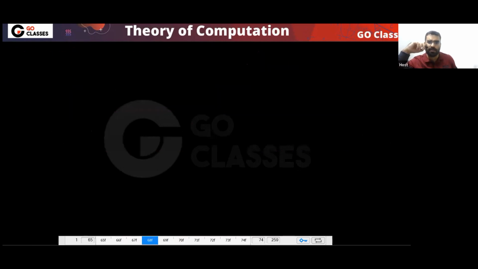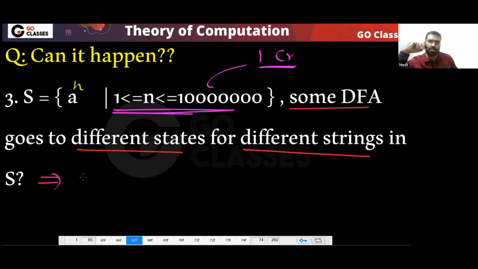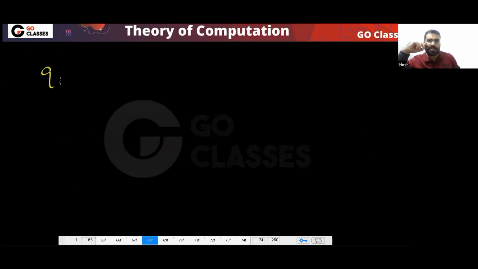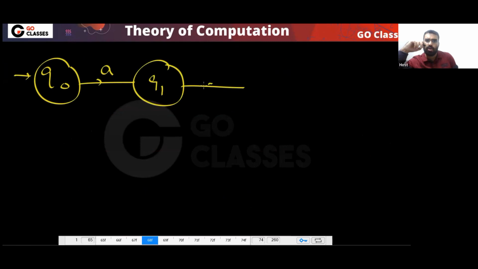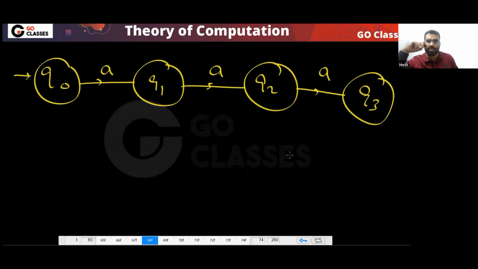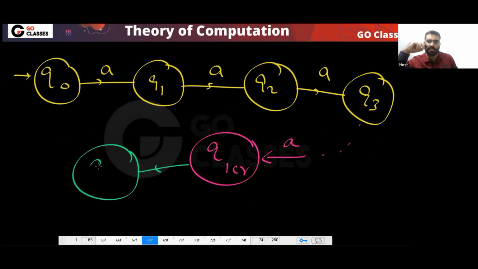If I have, for example, this type of DFA I can create, so this statement is possible. Can it happen? Yes, it can happen, because I can create this type of DFA. Q0 on A goes to Q1. On another A it goes to Q2. On another A, Q3. So on A cube it is going to Q3, and so on, up to Q1 crore. And then finally, maybe I can create one more state. That is my choice. So now you tell me, how many states?